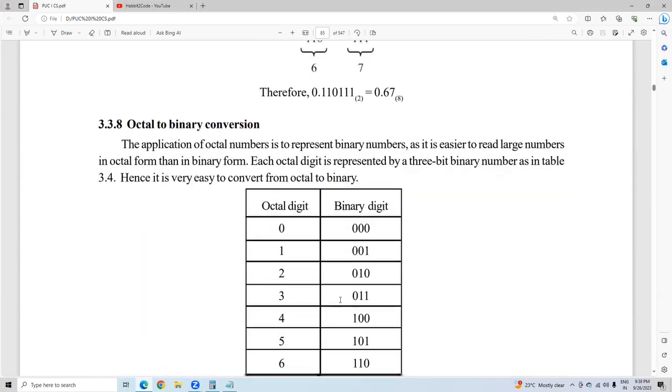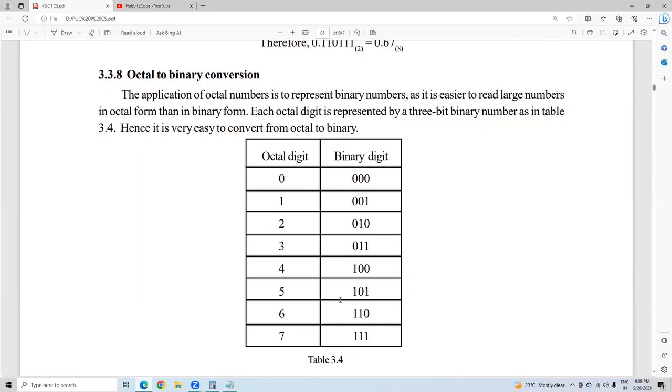Octal to binary conversion. It is the reverse process, right? The application of octal numbers is to represent binary numbers, as it is easier to read large numbers in octal form than in binary form.